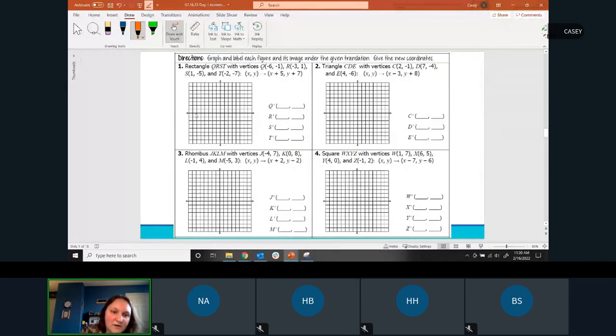Q is at negative 6, 1. R is at negative 3, 1. S is at 1, negative 5. And T is at negative 2, negative 7.